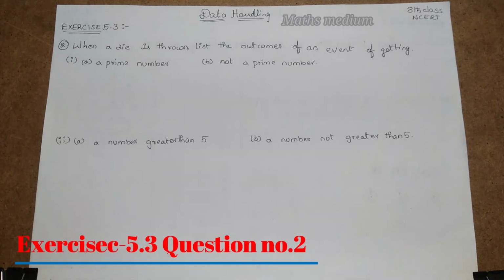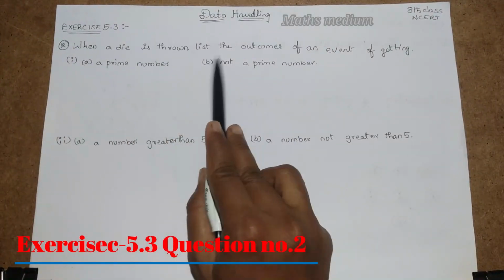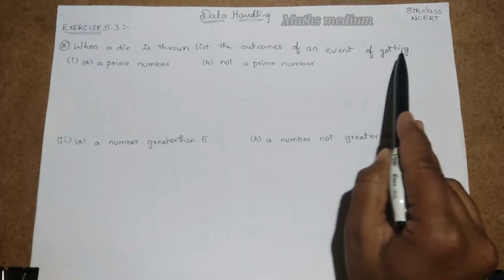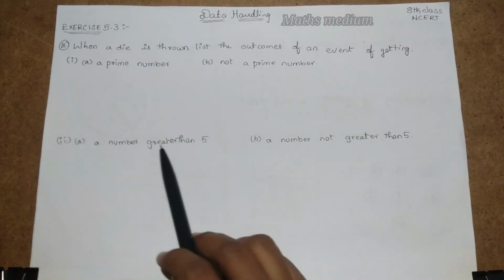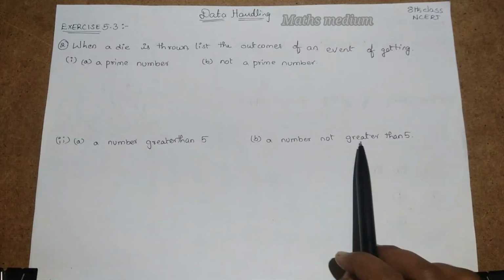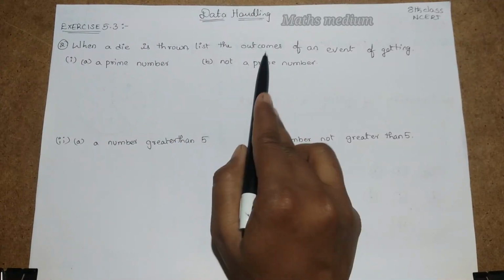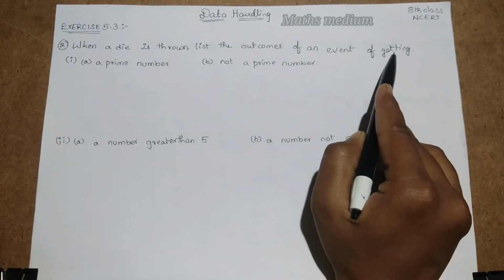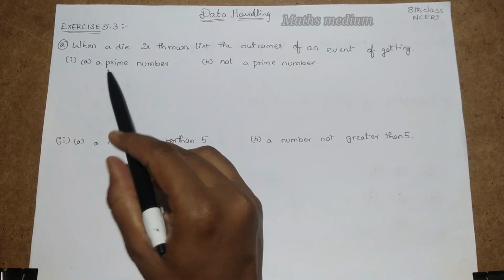Today I came with exercise 5.3 from data handling, 8th class NCERT. Question number 2. When a die is thrown, list the outcomes of an event of getting a prime number, not a prime number, a number greater than 5, a number not greater than 5. If we throw a die, we have to list the outcomes of an event of getting these.